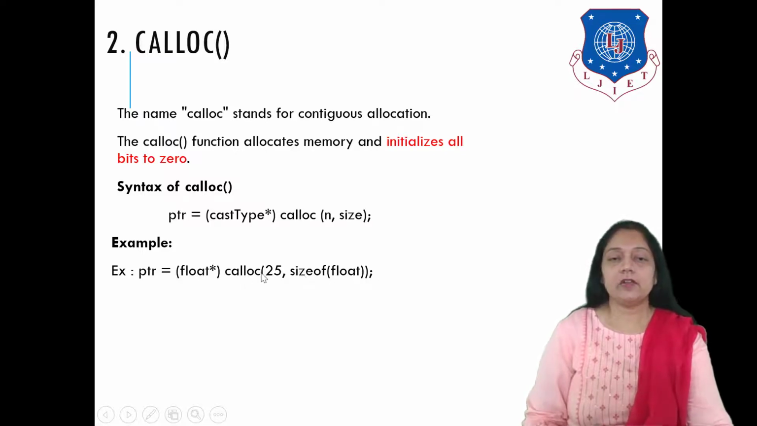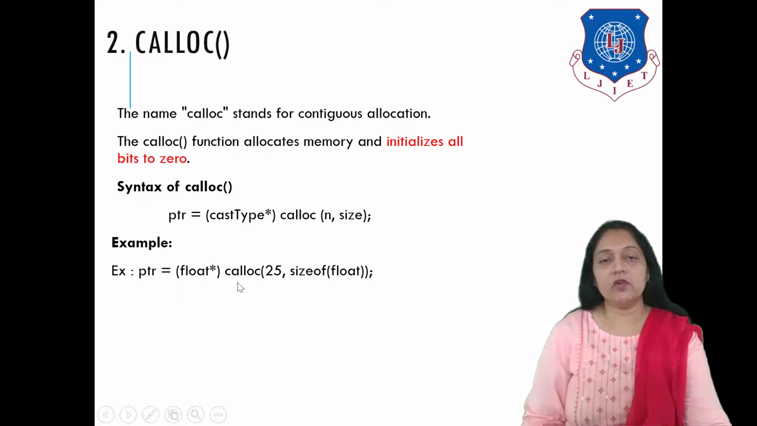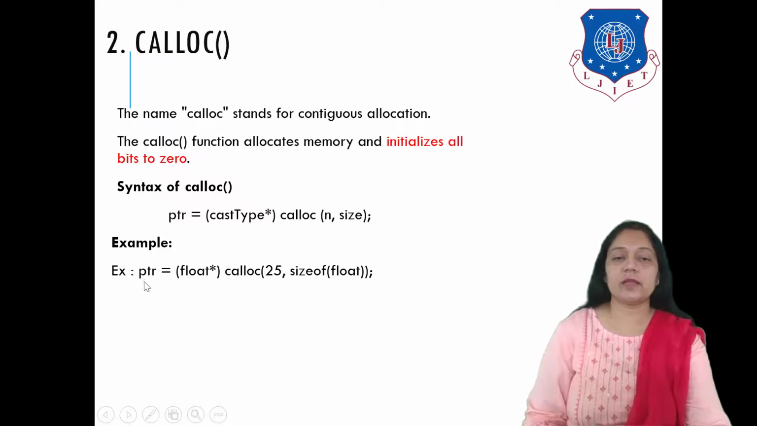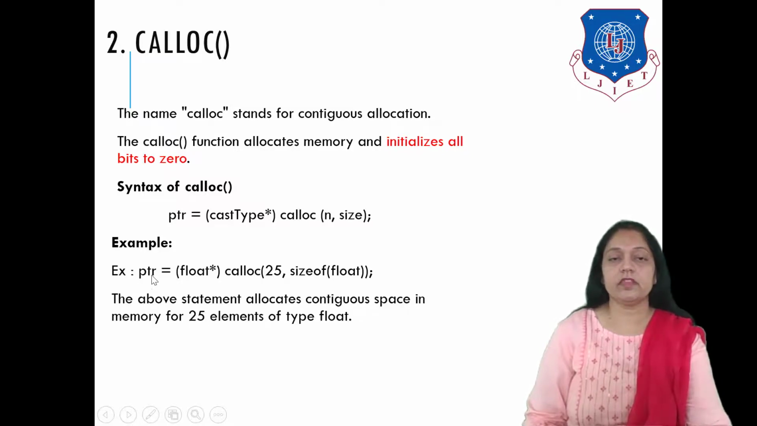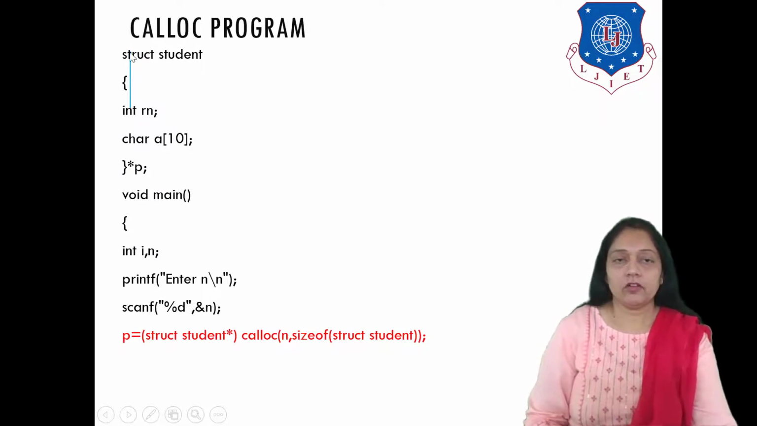And this memory allocated is converted into a float pointer. It means that at this particular memory allocation, I'll be storing the float value, and the address of the first location I'm storing in the pointer. So ptr should be a float pointer. Let's see one program of calloc.